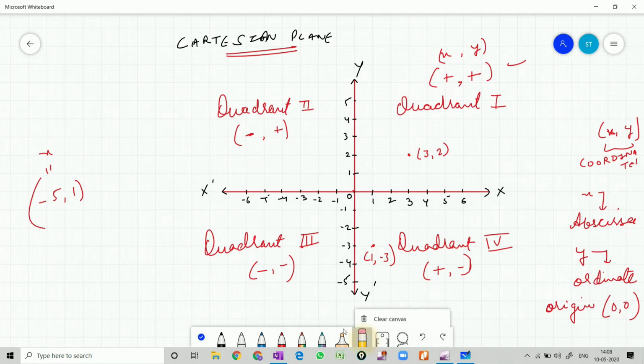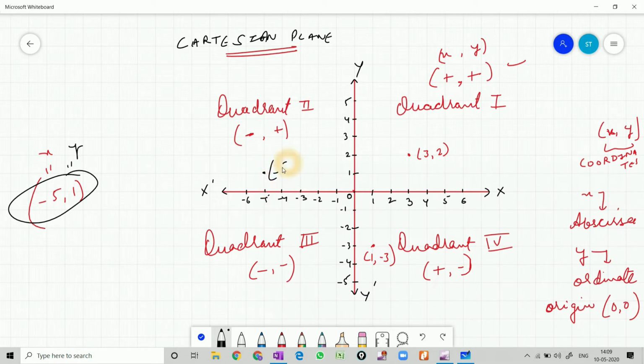Okay, so this is minus 5 and 1. Minus 5 is here and 1 means y, so y is here. So minus 5 and 1 is represented by this point. Okay, so this way we can locate. If I'm talking about where is minus 5 comma 1, then this way you can locate. Minus 5 is on the x axis, and 1 is representing the value of y. So that's why minus 5 and 1 is represented by this point. So here we can write this is minus 5 comma 1.